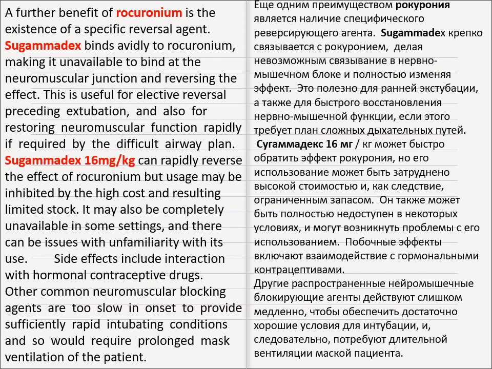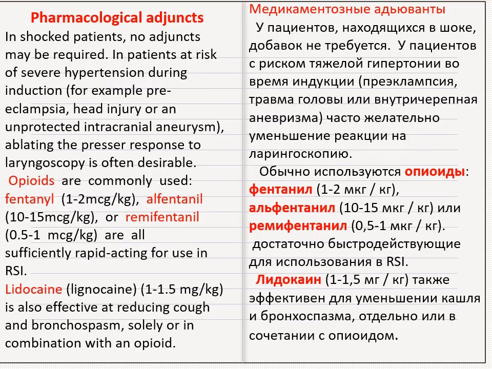It may also be completely unavailable in some settings, and there can be issues with unfamiliarity with its use. Side effects include interaction with hormonal contraceptive drugs. Other common neuromuscular blocking agents are too slow in onset to provide sufficiently rapid intubation conditions, and so will require prolonged mask ventilation of the patient.